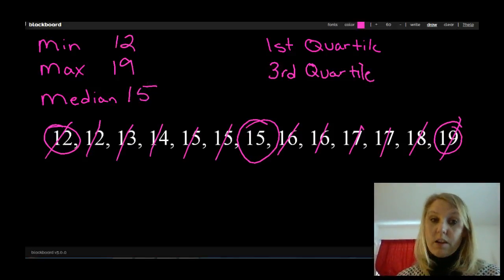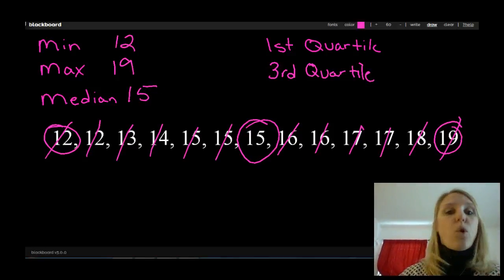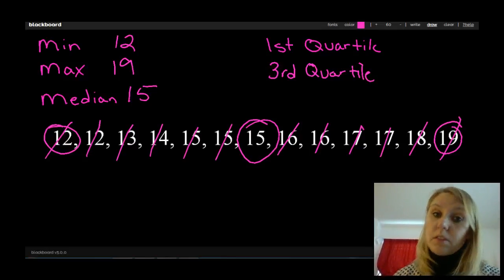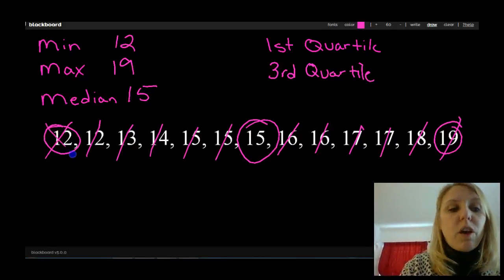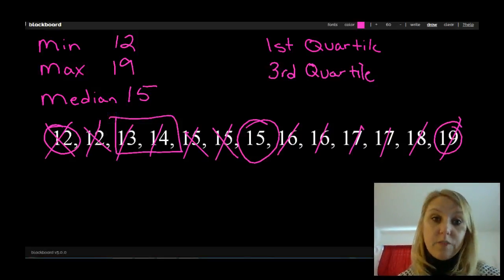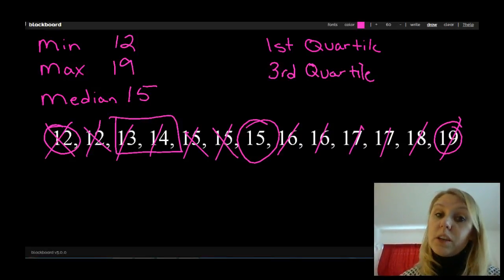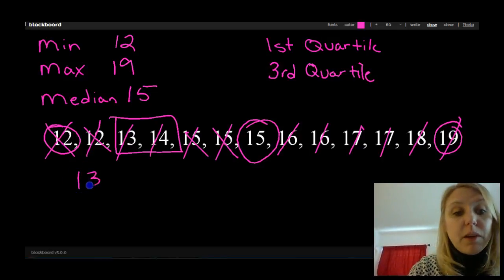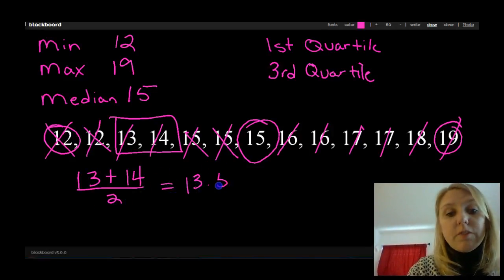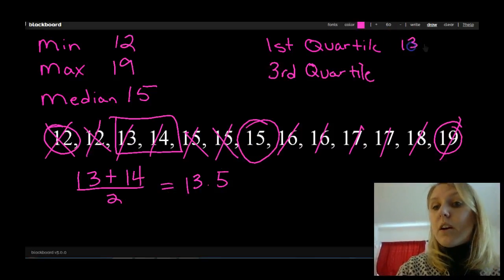Now, the first quartile, that means the first fourth of the data, is the middle of the first half. So what I'm going to do is, just like how I found the median, I'm going to find the middle the same way of the first half. So I'm going to cross it out until I get there. So I have two numbers here that could qualify for the first quartile. What I need to do is add those two numbers together and divide by 2. So 13 plus 14 divided by 2 is 13.5. So I will put that on my first quartile.